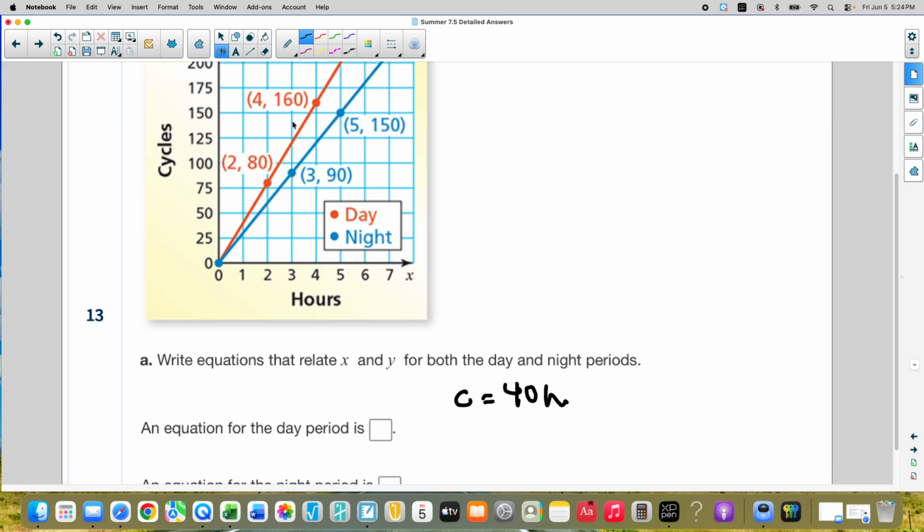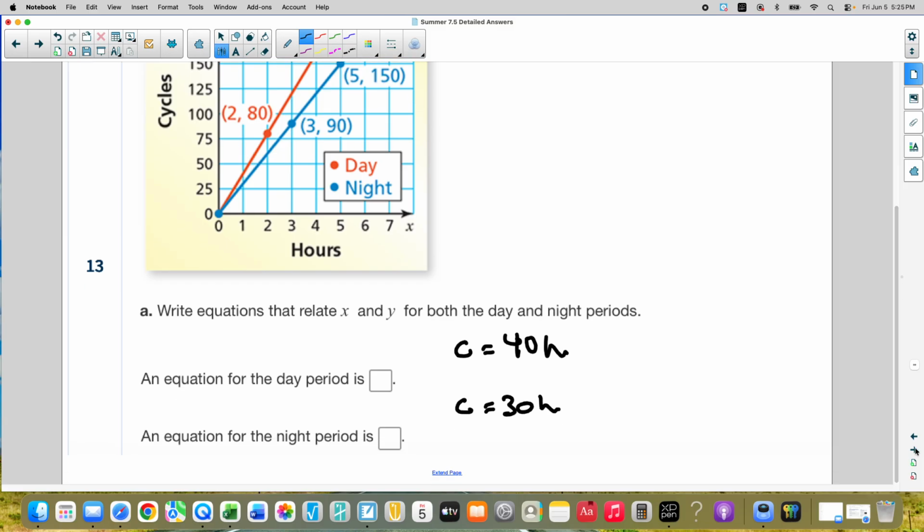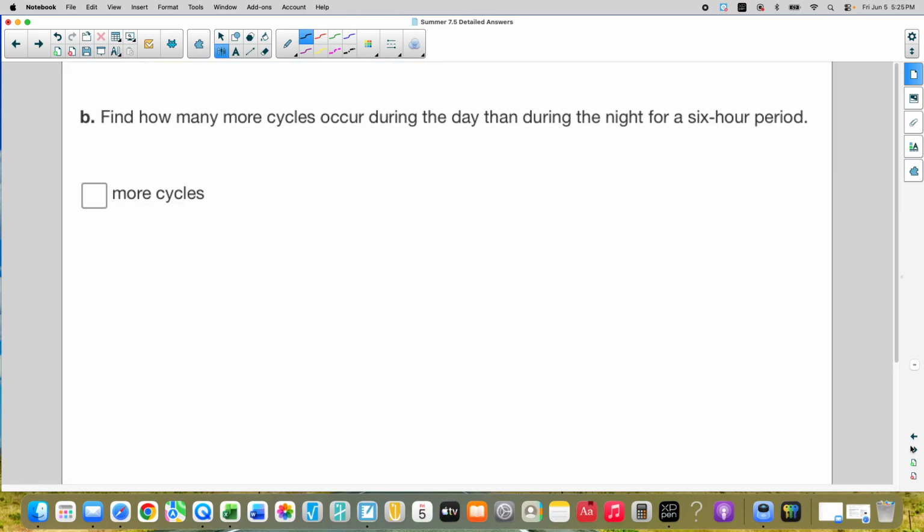And for the equation for the night period, we're going to use these 2 points. We rise 60 and run 2. So 60 over 2 is 30. So we have C equals 30H. Good? Got it? Good.